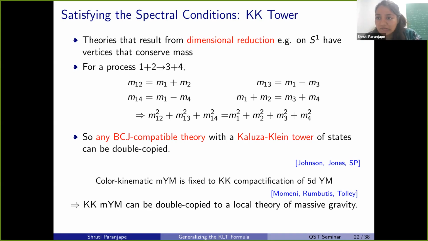Okay. So this MYM is what? Massive Yang-Mills, and is defined to be KK compactification, is it? What does the second last sentence mean?